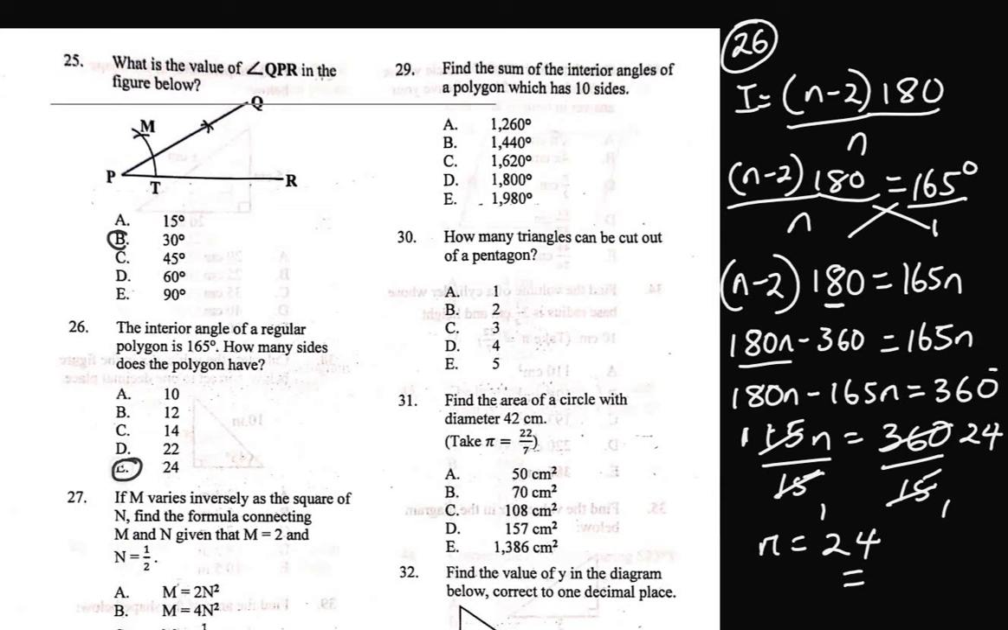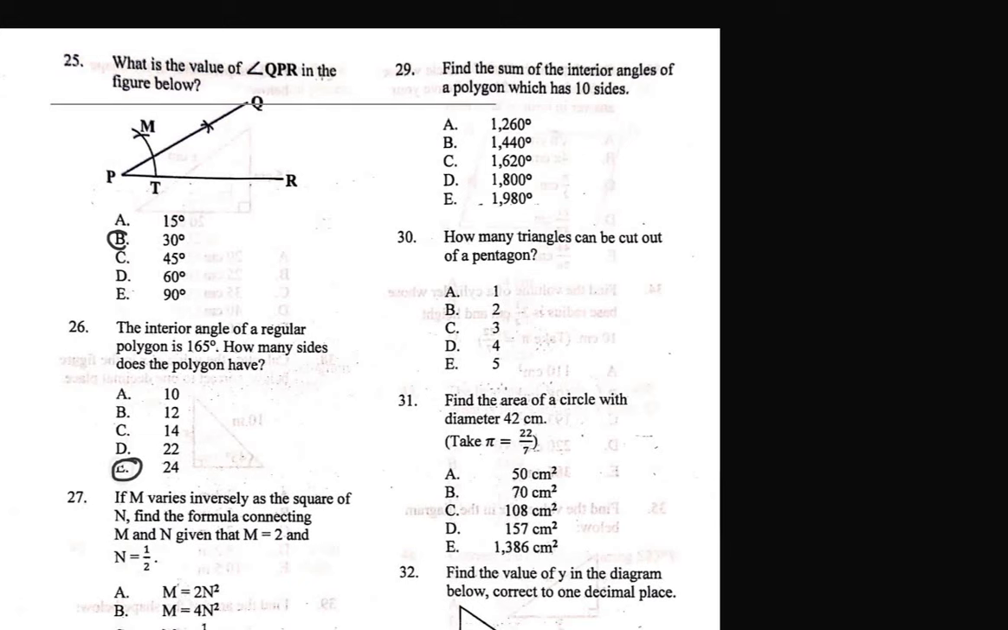Alright, let's look at question 27. If m varies inversely as the square of n, find the formula connecting m and n, given that m equals 2 and n equals half. So the formula we need for question 27, since m varies inversely as the square of n, is m equal to k, the constant, over the square of n.